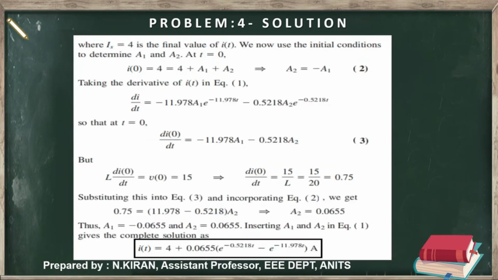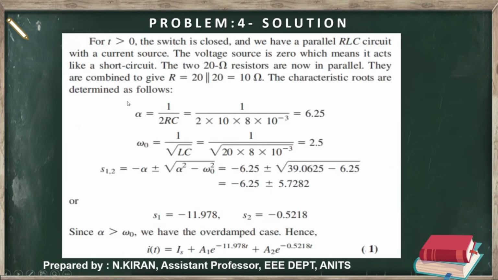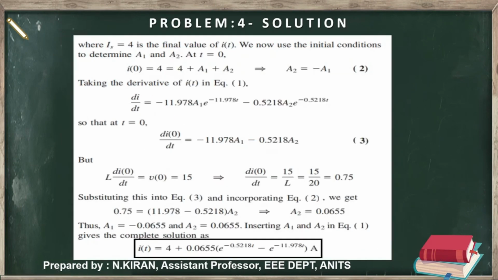We know the Is value to be 4 and the initial value we have got, I of 0, to be 4. From that we'll get the first expression, that is A2 is equal to minus A1. Let us consider that as the second equation. On differentiating the first equation, we'll get di by dt to be minus 11.97 A1 e power minus 11.97t minus 0.52 A2 into e power minus 0.52t. At t is equal to 0, if I substitute, I'll get the value of di by dt at t is equal to 0, which I have written as the third equation.